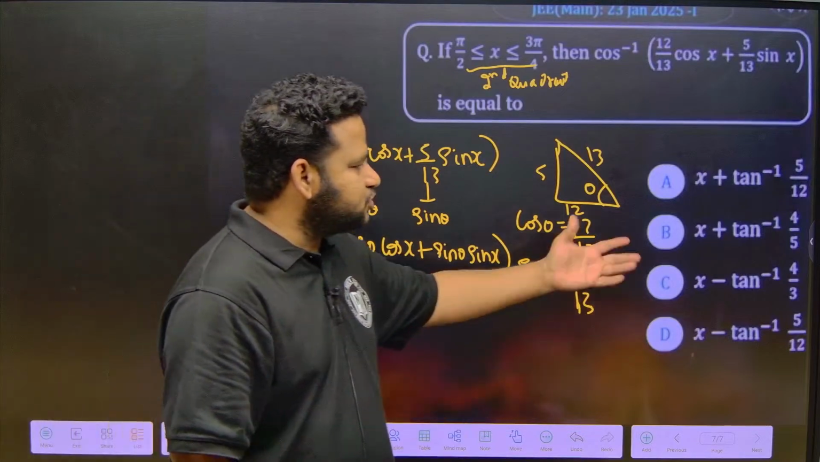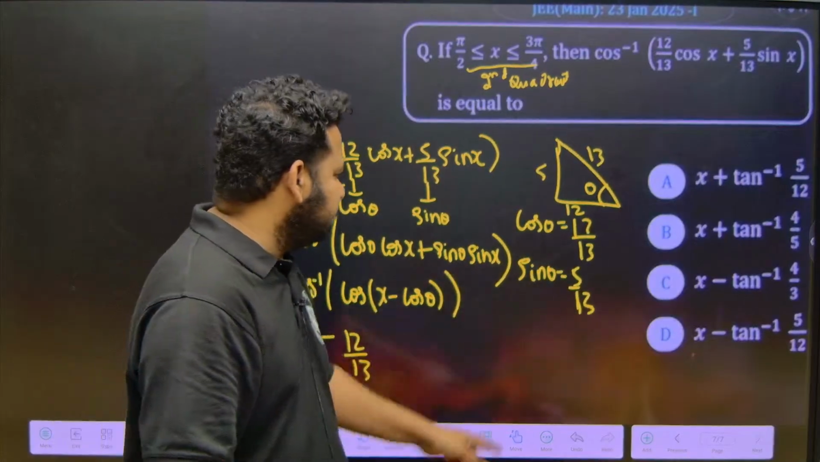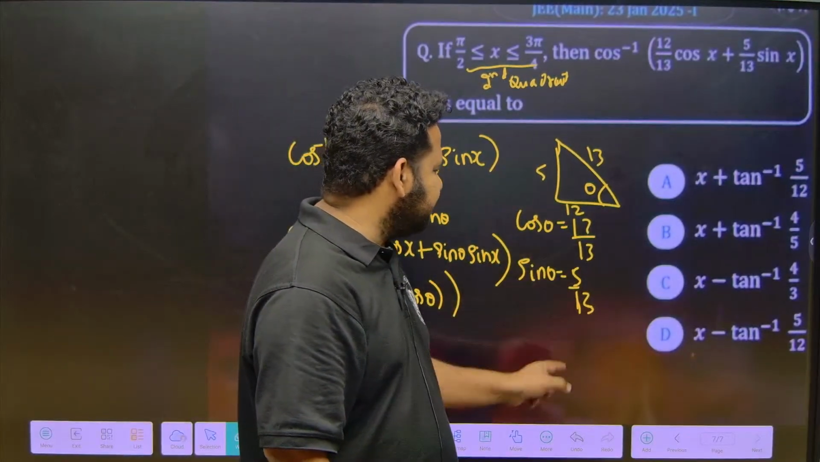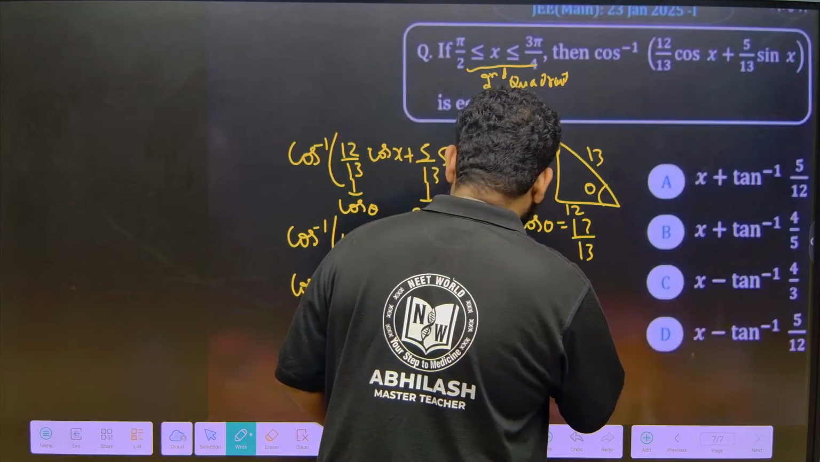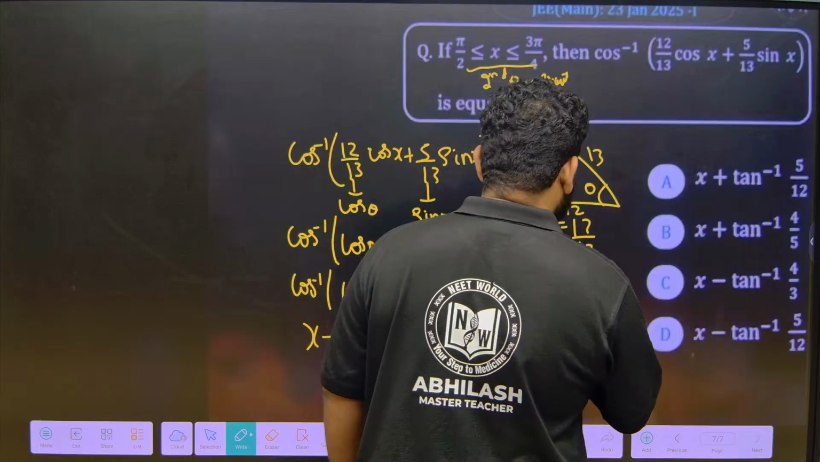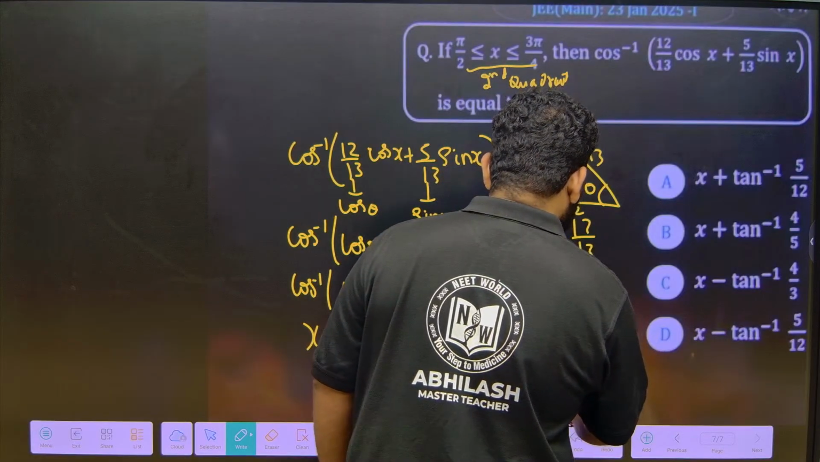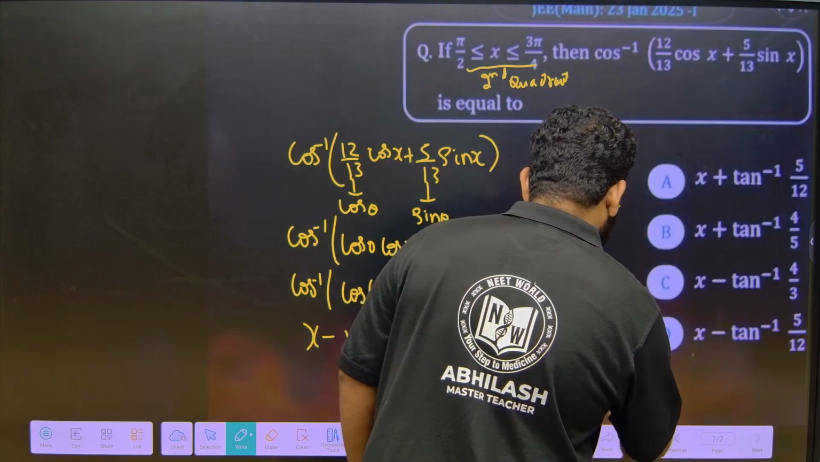But if you look at the options, nowhere there is cos. It is in terms of tan. If cos theta is 12 by 13, sin theta is 5 by 13, what will be tan? Tan theta will be equal to 5 by 12. So theta will be equal to tan inverse of 5 by 12.